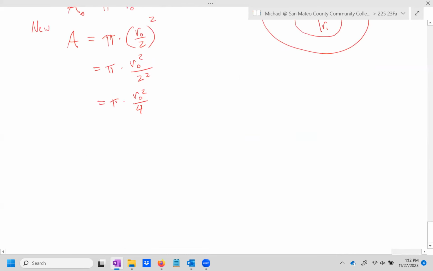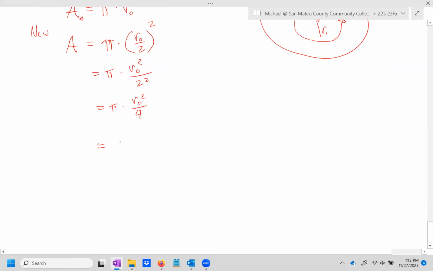Which means if I factor 1/4 out, then it's this. Now, how does my new area relate to my old one? And if there's a step, wait, do you follow these steps?